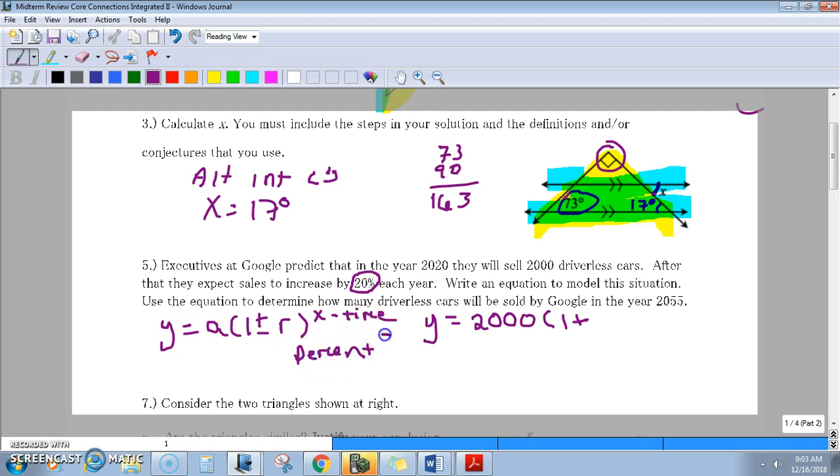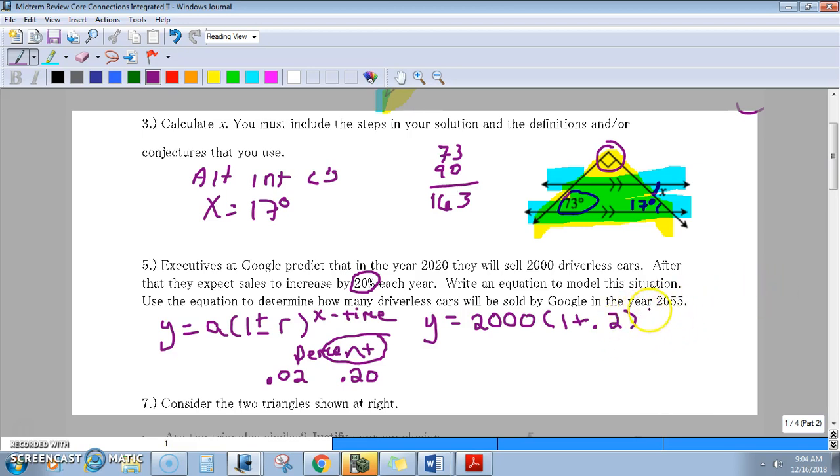You could always say, how would I write actual cents? How would you write 20 cents? That would be 0.20 or just 0.2. Don't get that confused with 2%, which would be 2 cents, which would be 0.02. Okay, so we have 1 plus 0.2 to the power of x, which is our time.